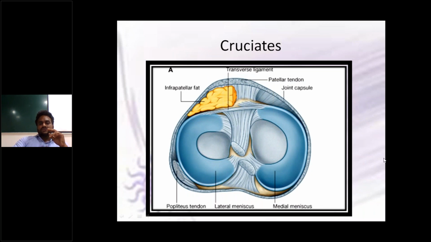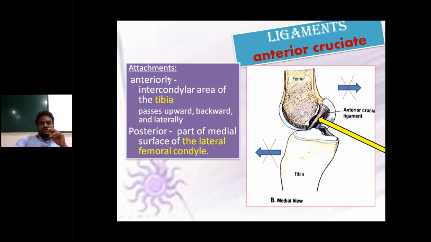So these are the cut parts of the 2 cruciate ligaments. In the anterior cruciate ligament, we have seen the attachments. Already I told you, 2 cruciate ligaments: anteriorly attached to the intercondylar area of the tibia, and posteriorly attached to the condyles of the femur. That means the intercondylar area of the tibia and the condyles of the femur.